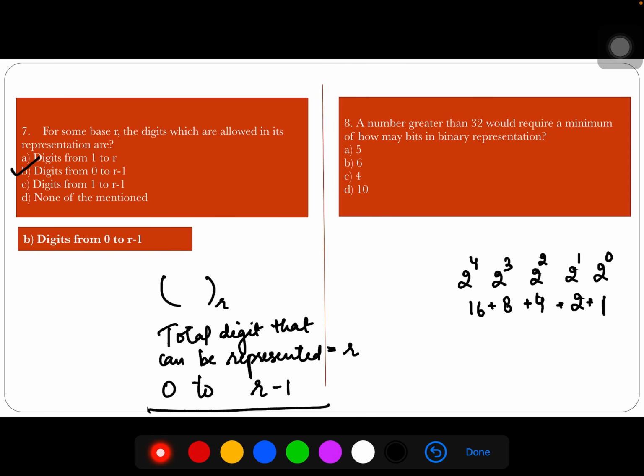If you want to represent any number greater than 32 and you are asked the minimum number of bits, you have to put 2 raised to the power 5, that is 32, here. And now you can represent in binary form a number greater than 32. So 1, 2, 3, 4, 5, 6. A minimum of 6 bits are required to represent a number greater than 32. So always use this method. So the option is B.